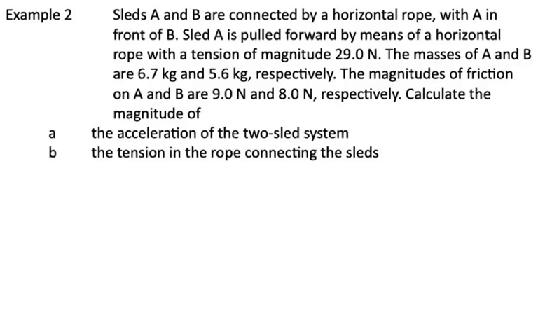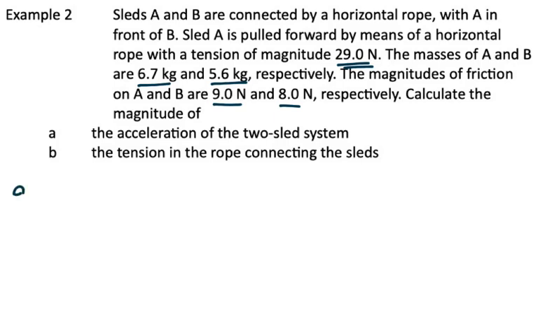So in this situation, we have sleds A and B connected with a rope with A in front of B. Sled A is pulled forward with another rope, and the tension in that rope is 29 newtons. Masses of A and B are 6.7 and 5.6 kgs, and the friction on A and B are 9 and 8 newtons. Calculate the magnitude of the acceleration of the two-sled system.